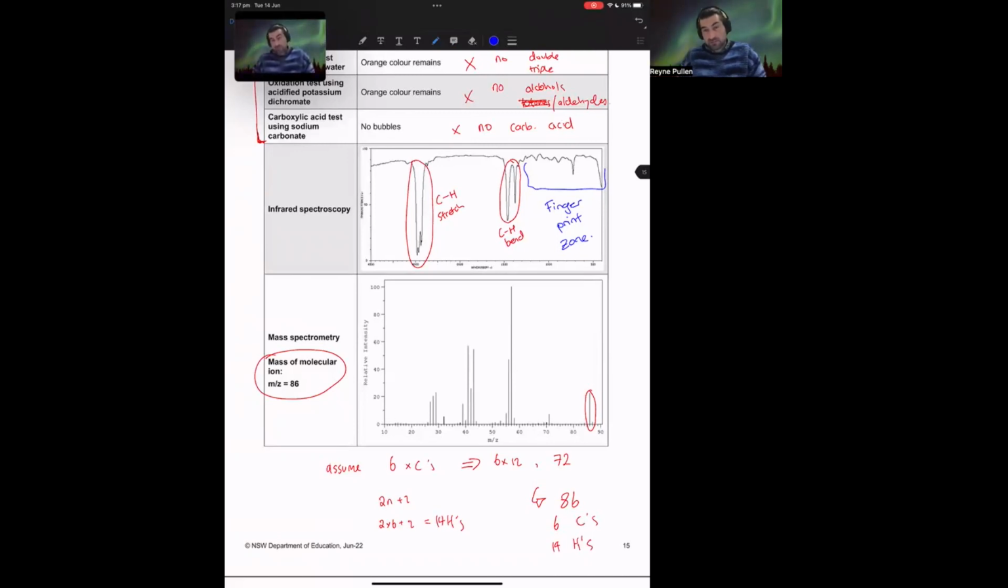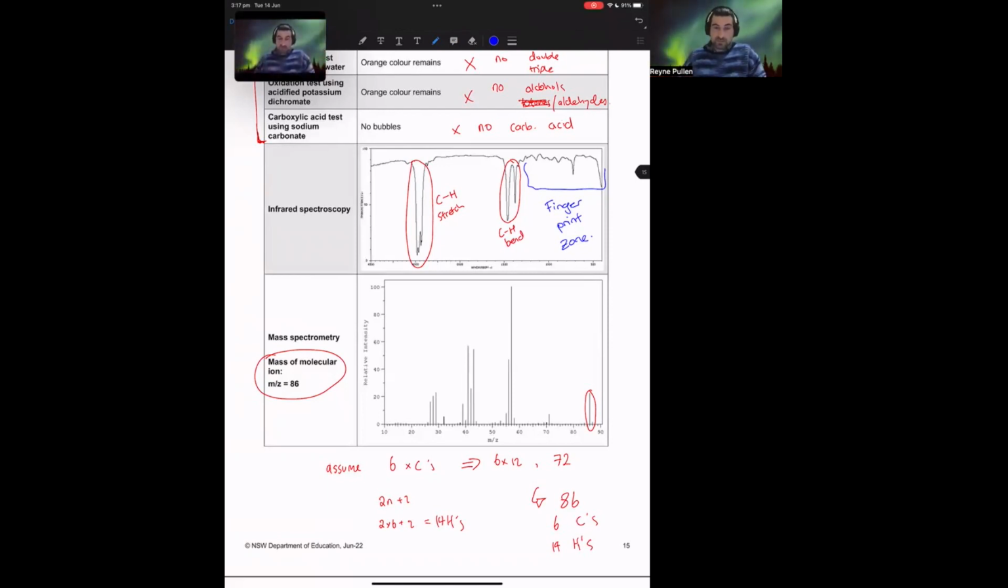A lot of what you see down in the fingerprint zone tends to be the carbon-carbon bonds. Because as your molecule gets larger and larger, there are more bends and more stretches possible, in which case it just becomes a mess of a whole bunch of different peaks. So I'm feeling pretty good about this.